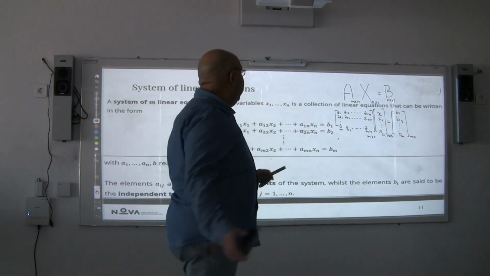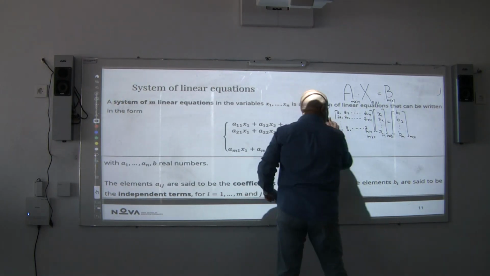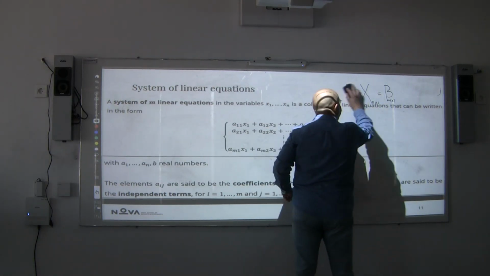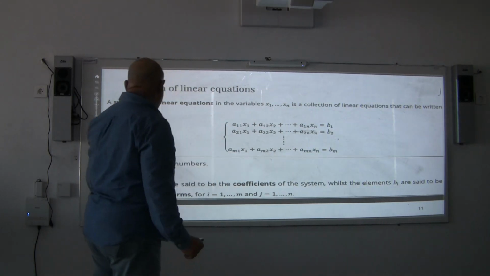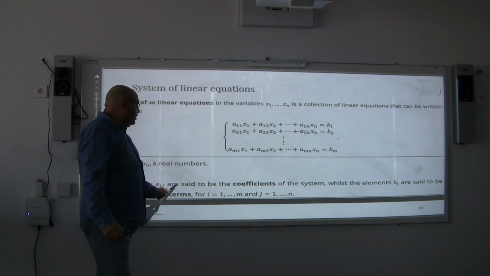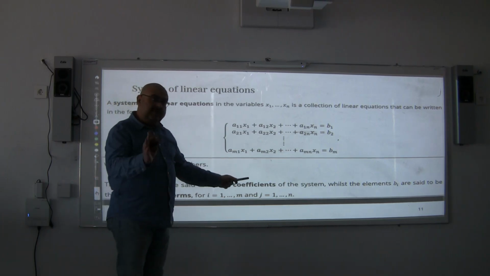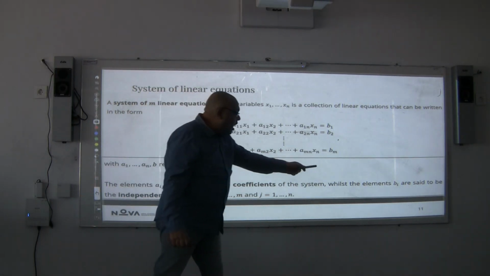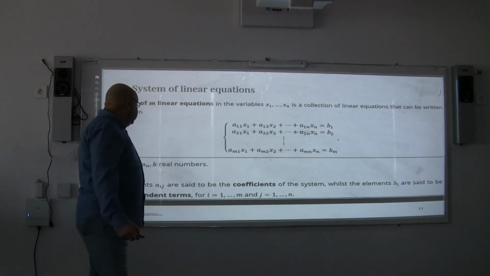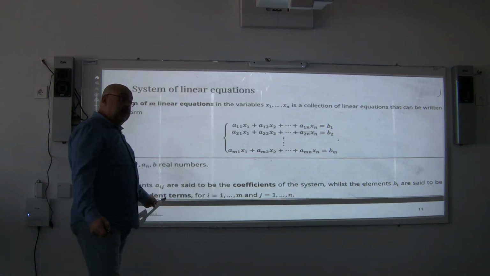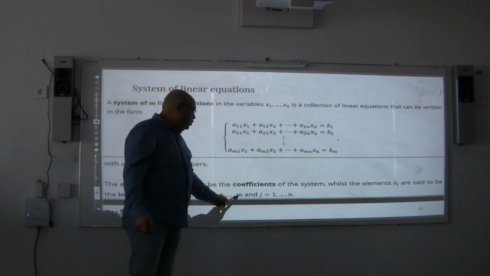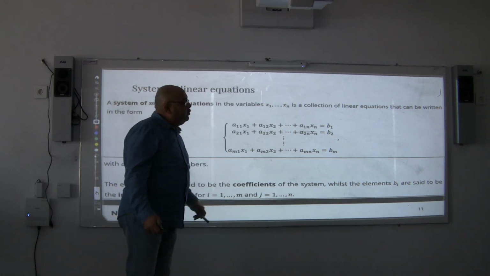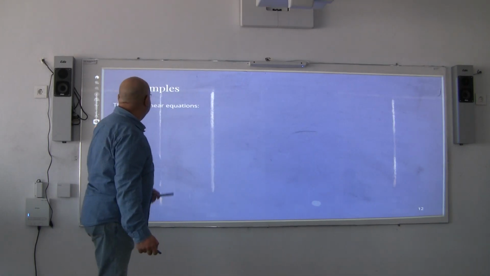Okay? I tried to go a little ahead so that I give you the definition, and then we will see in the slides how it is written. Here it says the elements a_ij are said to be the coefficients of the system. All of them belong to R. The b_i are said to be the independent terms, that will form these equations, for i equal 1 to m and j from 1 to n, in order to have the dimension.